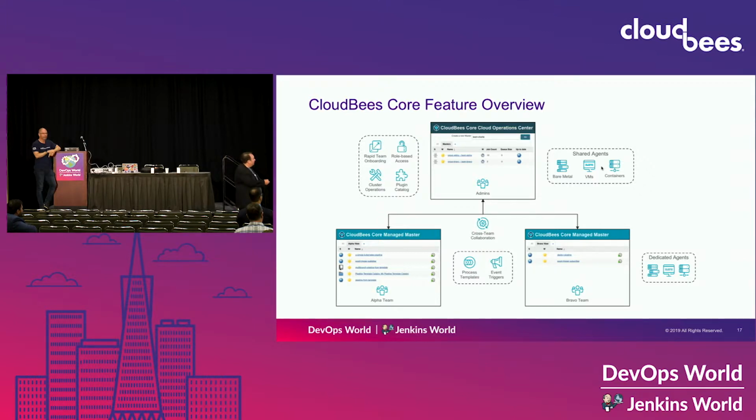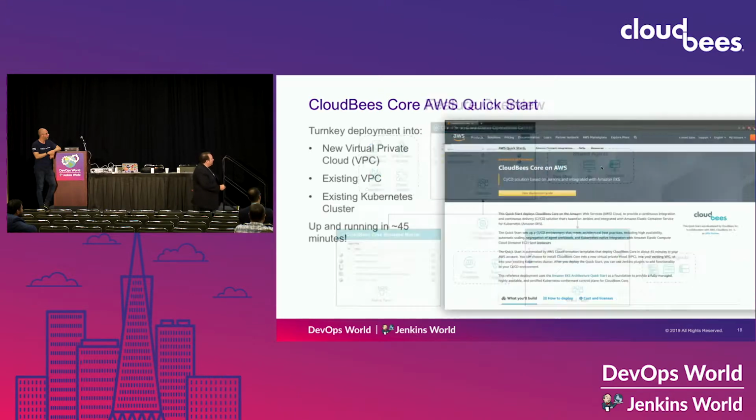You have the CloudBees Core Operations Center, which is acting as a master of masters. And then you have individual masters that can be used by different teams or projects or apps. In my simple diagram here, I'm just drawing two, but that could be 2 or 5 or 20 or 3,000. It really does scale pretty big.